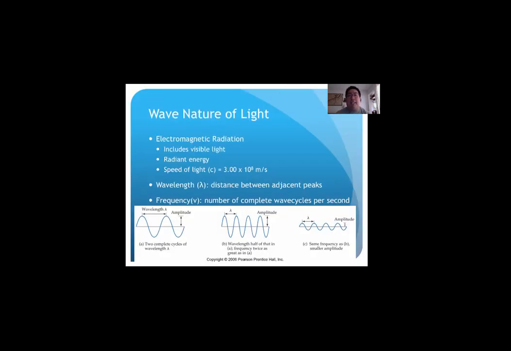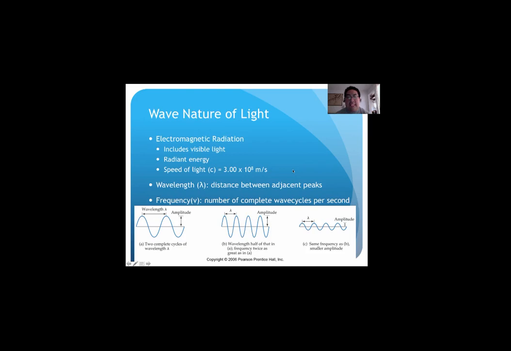So remember we talked about light and EM radiation in general has wave-like properties and behaves like a wave. So this includes visible light and the rest of the EM spectrum, which I'll show you in a little bit. It is energy that radiates from sources like the sun or some other power source. All EM radiation, regardless of whether it's visible or not, will move at the speed of light.